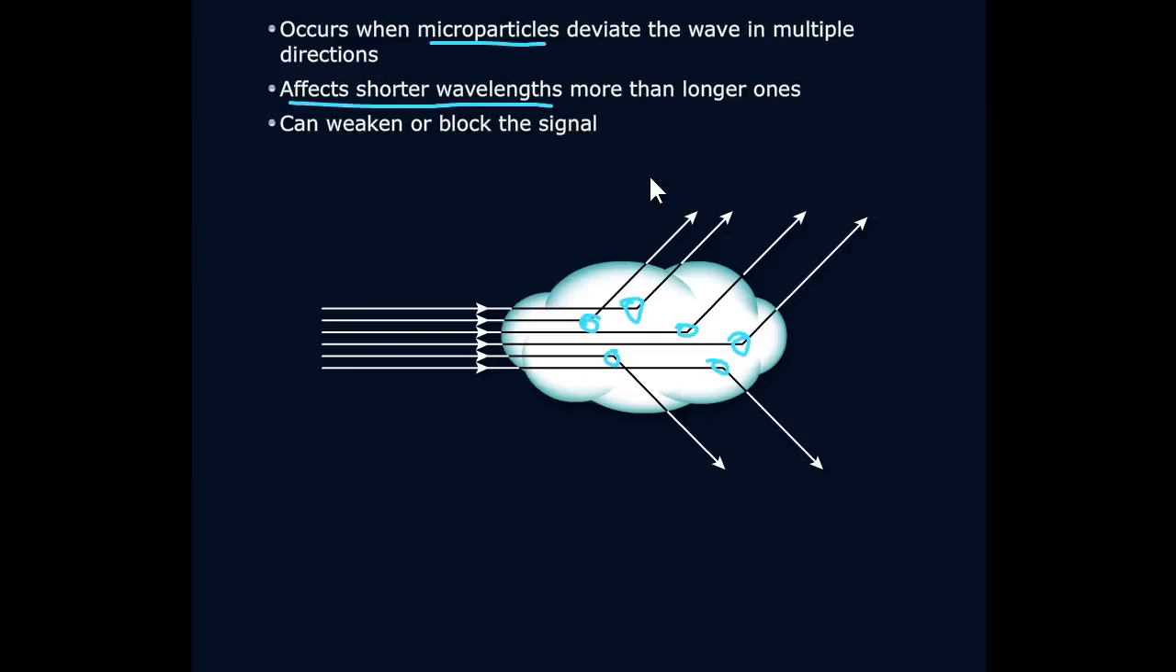So again, in general, what's going to happen with your signal when there's a cloud or trees or something like that in between here and there, it doesn't help it, it hurts it. And the reason why is this scattering and diffusion effect.